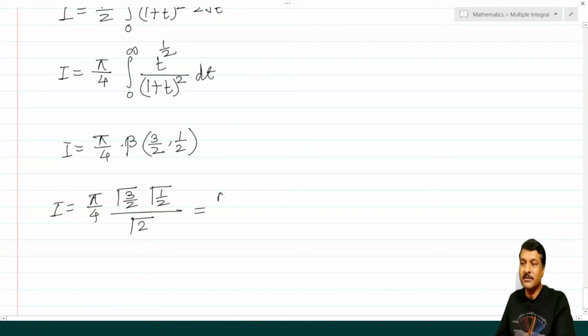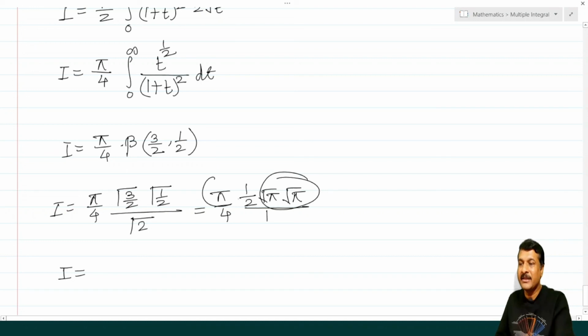And that is equal to pi by 4. So gamma 3 by 2 is 1 by 2 root pi, gamma half is root pi, upon gamma 2, which is 1 factorial, meaning 1. So I am getting here pi square by 8, which is your required answer.